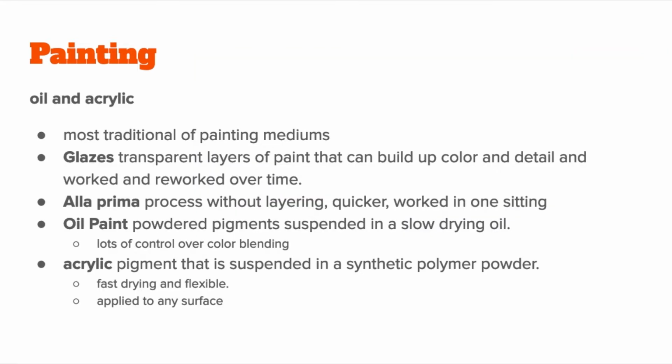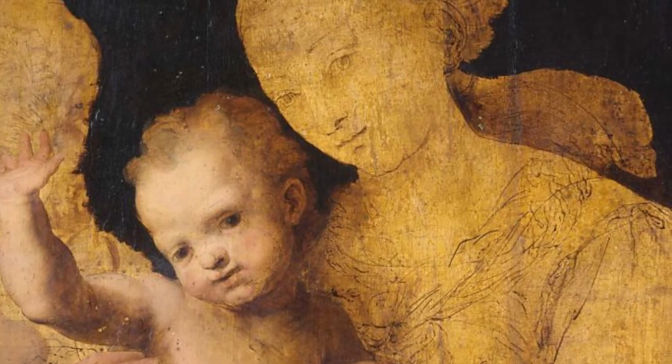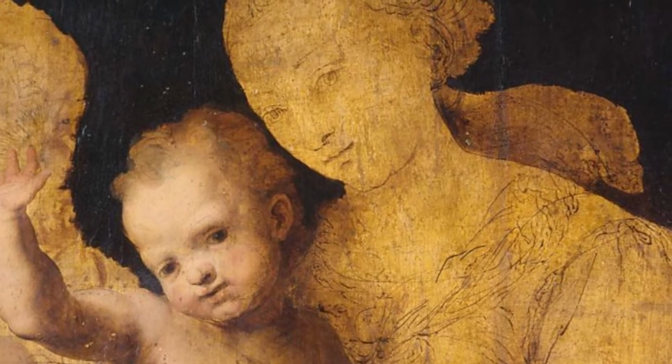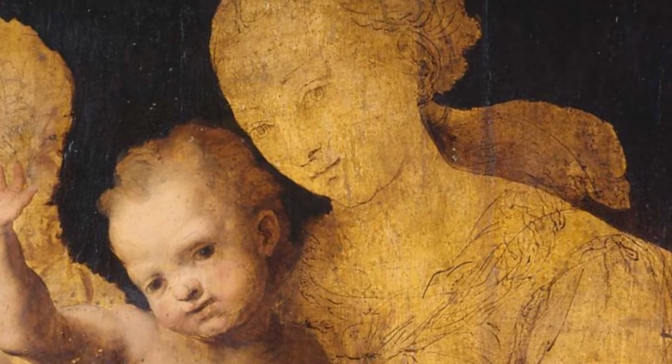Oil and acrylic paintings are the most traditional of painting mediums. Oil paint is typically used in conjunction with glazes. An artist would prepare a canvas or a wood panel and would apply a layer of glaze. A glaze is basically a transparent oil that is sort of used to prepare the surface. And it can be applied again and again on top of one another, allowing the artist to be able to go back and rework their paintings over time.